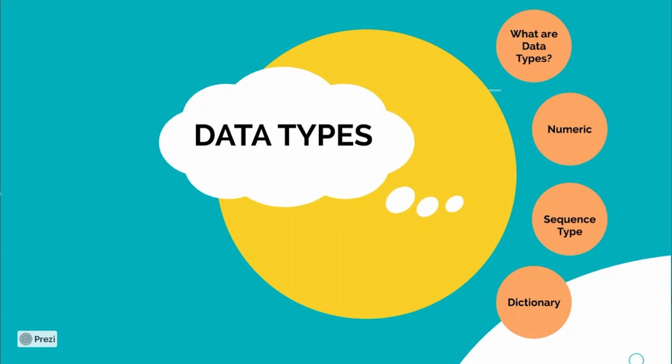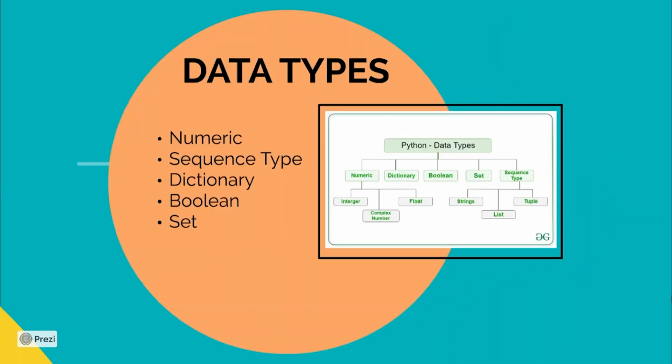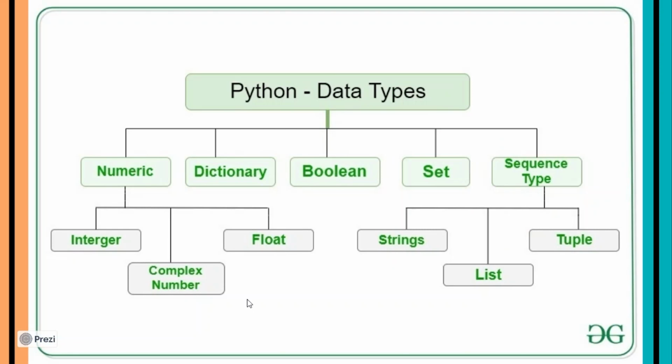So now let's see what are data types in Python. So data types are classification or categorization of the data items. Now it represents the kind of value that tells what operation can be performed on a particular data. So we have 5 different data types, that is numeric, dictionary, boolean, set and sequence type. In numeric we have integer, complex number, float, and in sequence type we have strings, list and tuple.